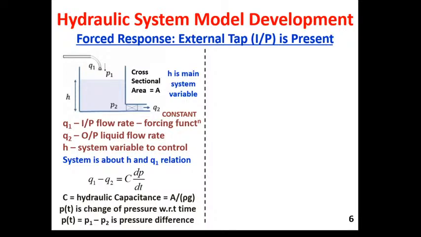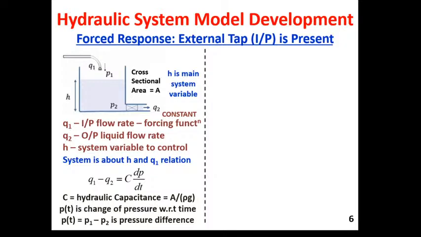For an electrical system we find C is equal to epsilon A by D. Epsilon is the dielectric constant, A is the cross-sectional plate area of the capacitor, and D is the distance between the two plates of the capacitor. In a similar line, C is the hydraulic capacitance, the area divided by fluid density and gravitational constant. So this tells how much liquid will be stored in the container at any time with the pressure difference.